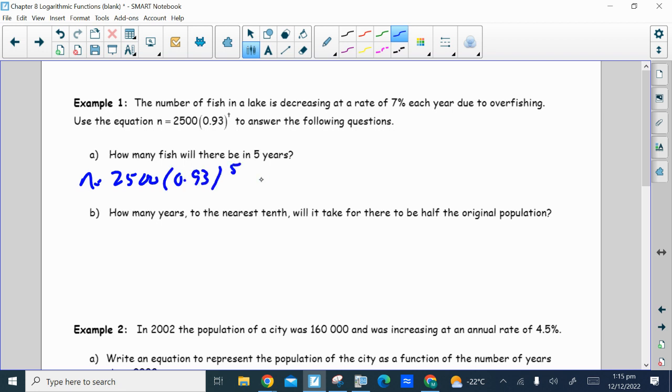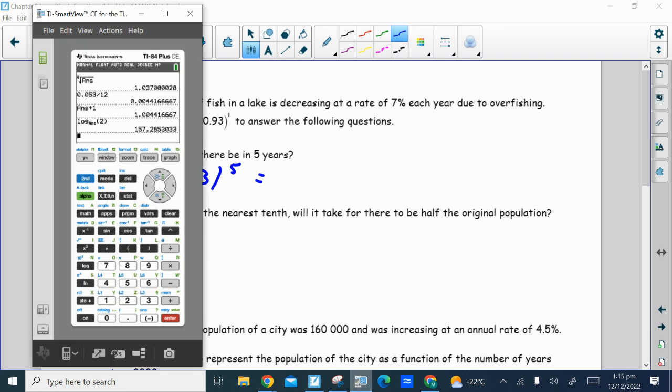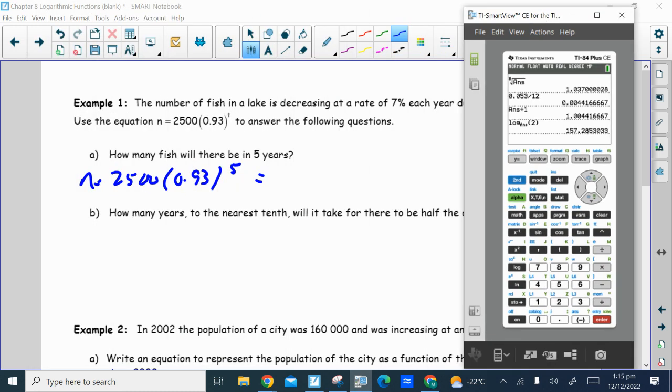So we can just plug that into the calculator to get our answer. 2,500 times 0.93 to the power 5. There we go. So approximately 1,739 fish.